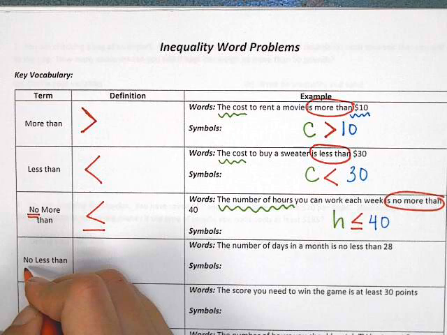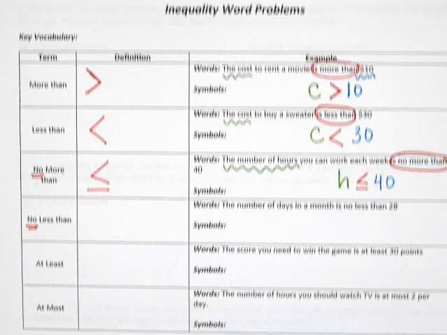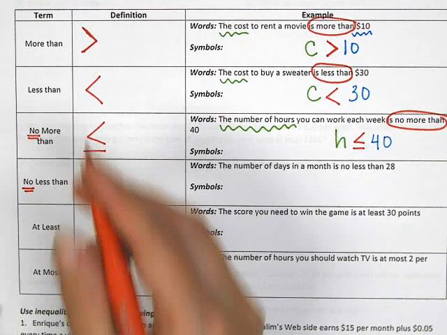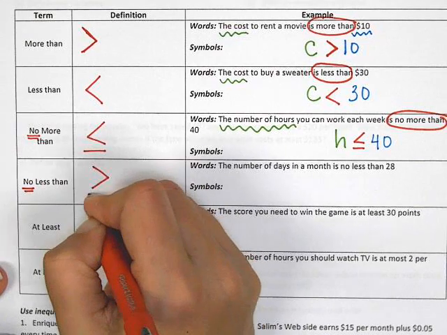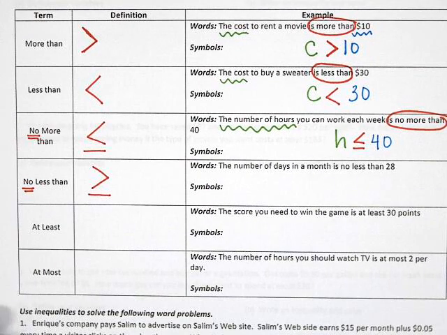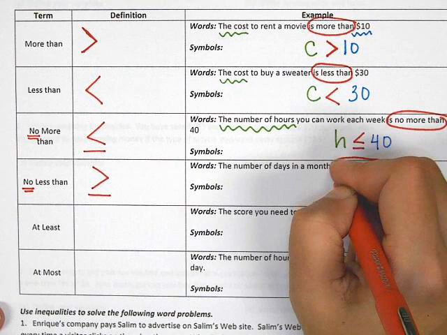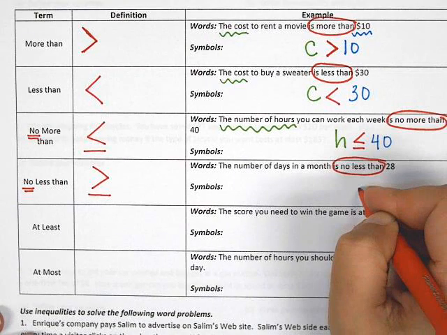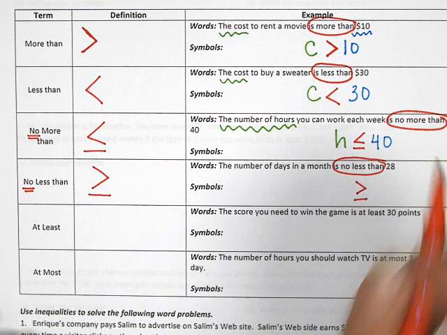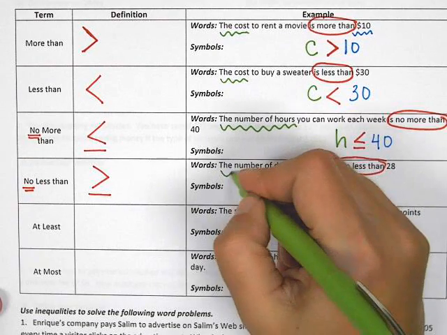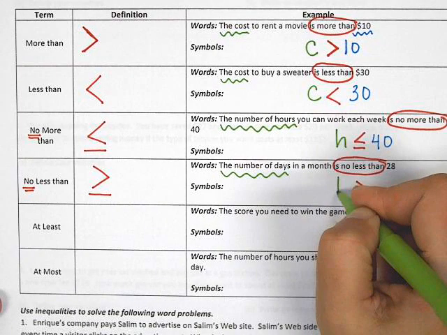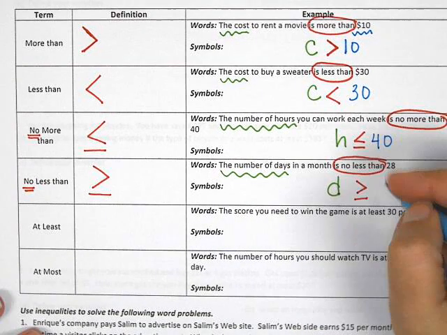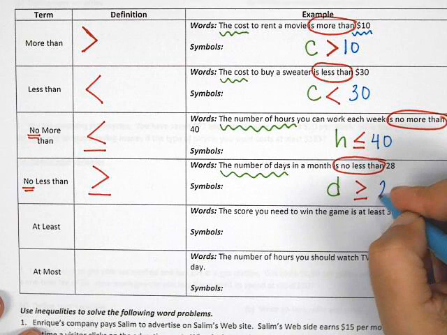No less than. When I see the word no here, that means I don't want a less than. So I want a more than or equal to. The number of days in a month is no less than 28, means greater than or equal to. I would probably use the letter D for days, and 28 would be the number on the other side.